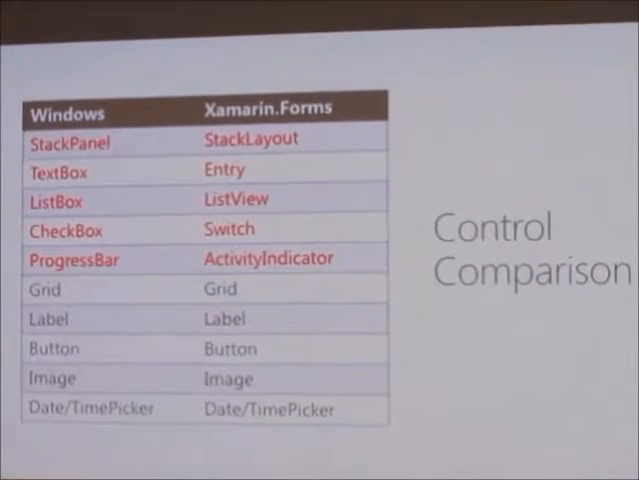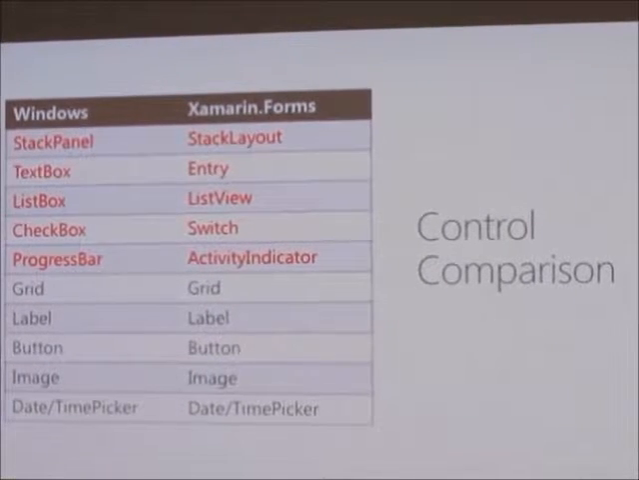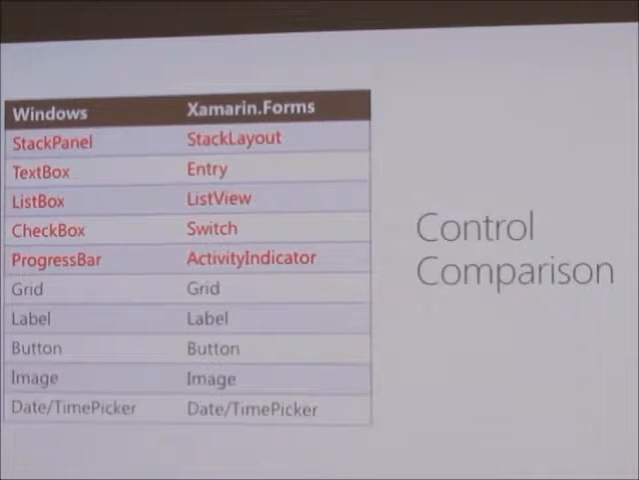So I think a lot of you are familiar with Windows and building for Windows potentially. So there are some control differences between the platforms. If you're coming from Windows, you're going to see stack panel is stack layout, right? Minor difference. Progress bar is on Xamarin Forms called an activity indicator. A checkbox is called a switch. List box is a list view. Text box is an entry. So you're going to find those kind of small differences. And basically what the team did is they changed the name so it could be common across all three platforms.